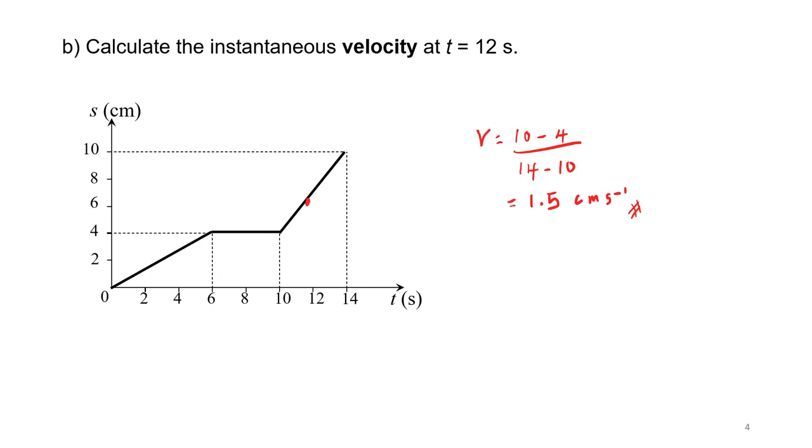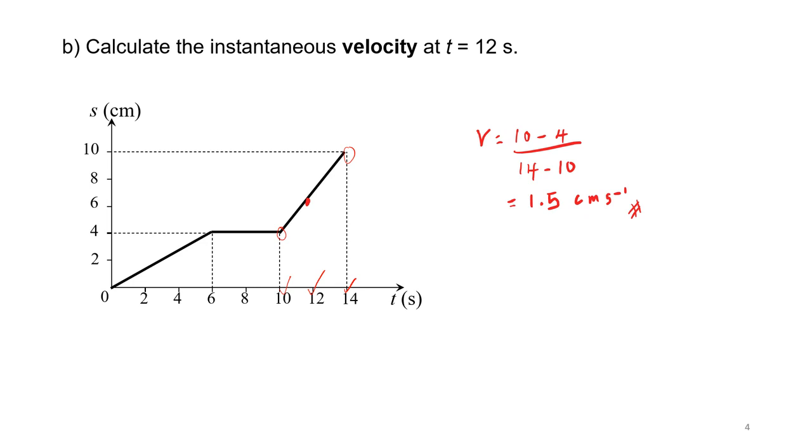Now question B. Calculate the instantaneous velocity at t equal to 12 seconds. From time 10 seconds to 40 seconds, velocity is constant. Therefore, velocity at time 10 seconds equals velocity at time 12 seconds and equals velocity at 14 seconds.